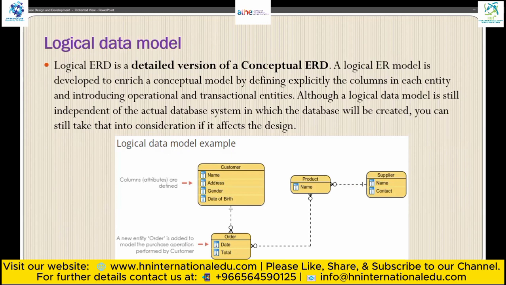Logical ERD is a detailed version of a conceptual ERD. A logical ER model is developed to enrich a conceptual model by defining explicitly the columns in each entity and introducing operational and transactional entities. Although a logical data model is still independent of the actual database system in which the database will be created, you can still take that into consideration if it affects the design.